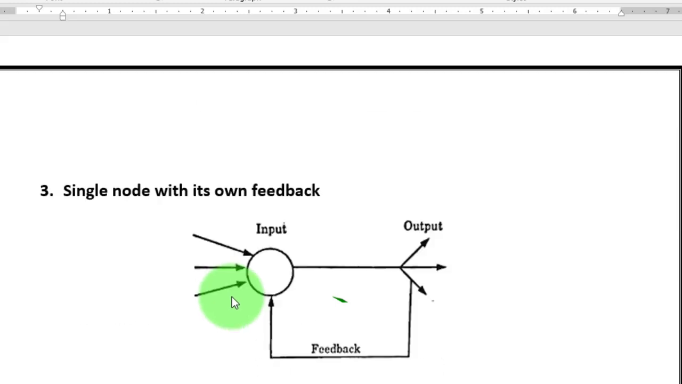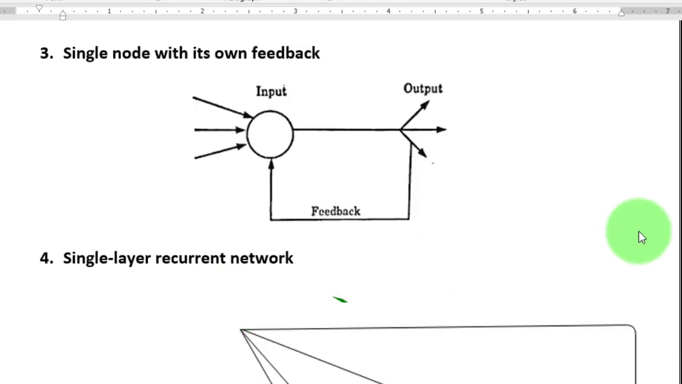Now third, single node, only one node. There is a single node, as you can see here, only one node with its own feedback. मतलब इसमें क्या हो रहा है कि this node is receiving the input, generating the output, and again the feedback is given back to this node. So single node, only one node is there with its own feedback. उसका खुद का feedback उसी को मिलेगा.